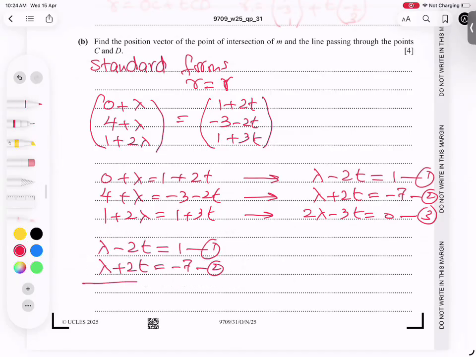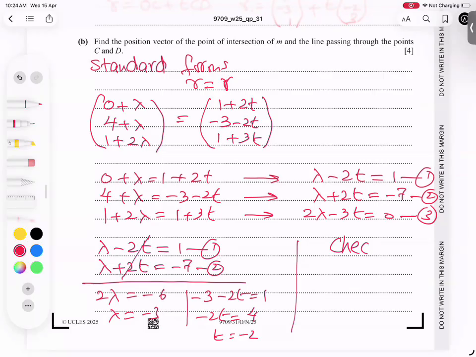All right. So 2t cancels, 2 lambda is equal to negative 6 and lambda becomes negative 3. This lambda value I can plug into any one of the top two equations. So if I plug in negative 3, negative 2t equals 4 and t becomes negative 2. Let me recheck. There's a 4. Yes, correct.